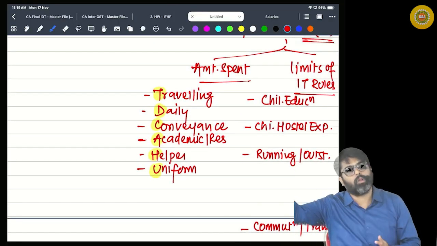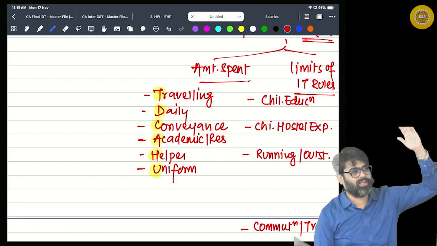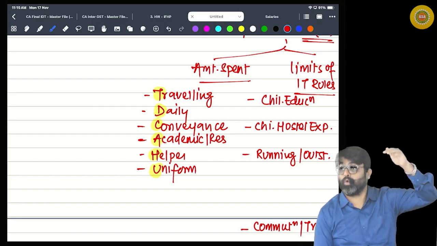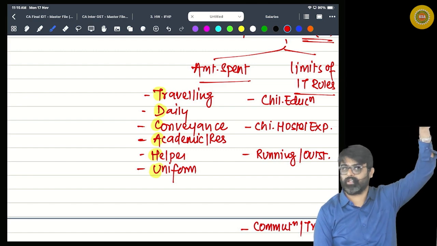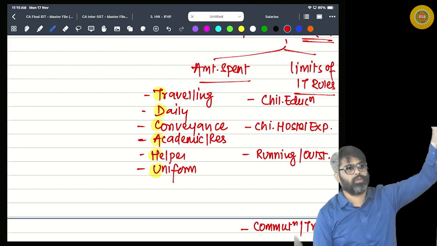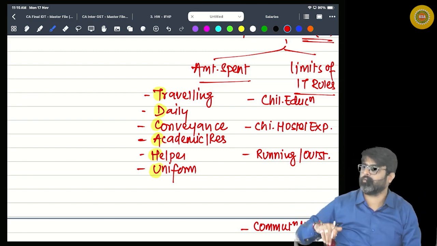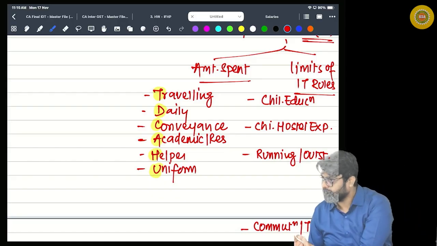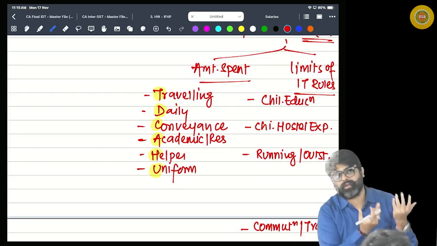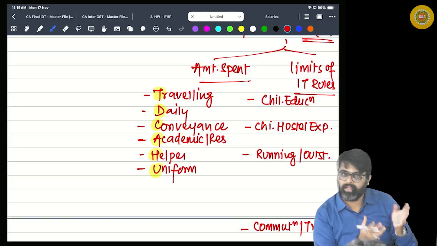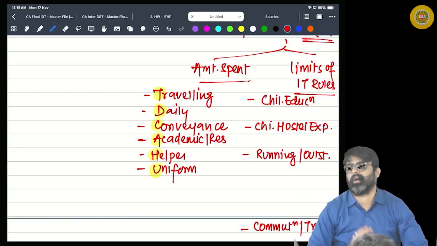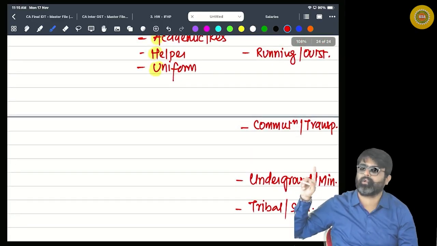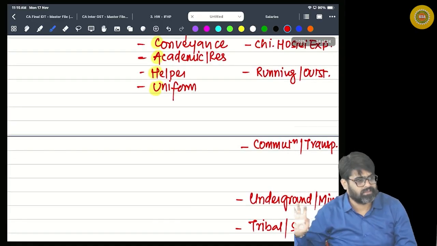Other allowances are also there, like high altitude area allowance, which is usually given to soldiers placed on the Siachen glacier and all. Yes or no? High altitude area allowance, border area allowance, disturbed area allowance. There are other allowances also, but those are not relevant from the examination point of view. In the examination, these allowances are never asked. Only these 6 allowances which I have written are being tested.